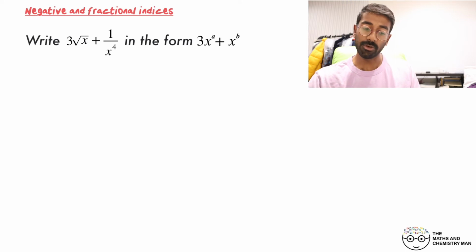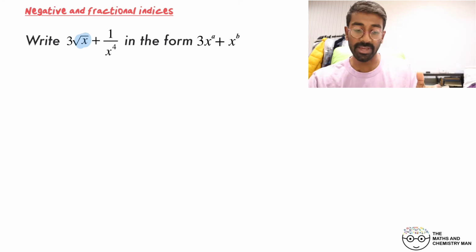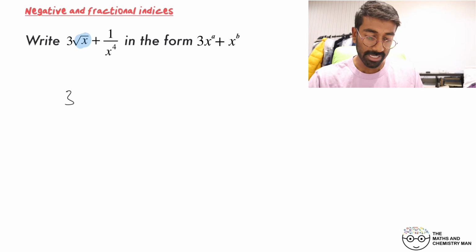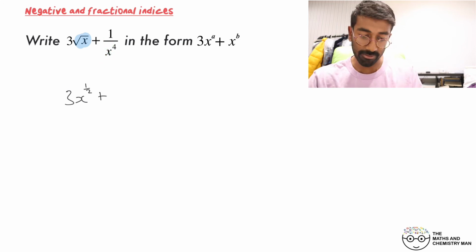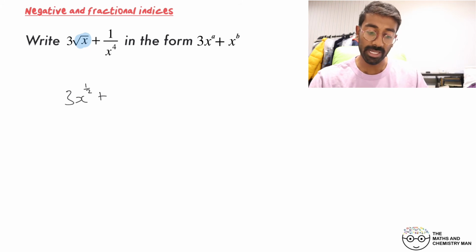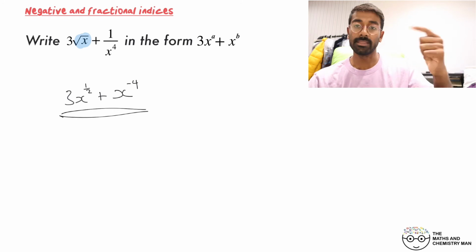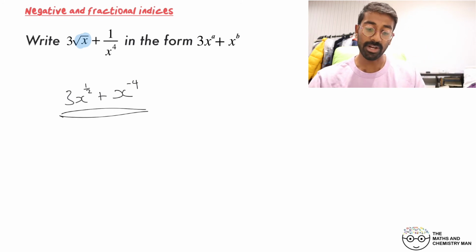Now for the next one, we've got to write this here in the form 3x to the power of a plus x to the b. So looking at this here, we've got the square root of x. Now square root of x, if you turn that into an indice, that's just going to be x to the power of a half. And then what have we got here? Well, we've got 1 over x to the 4. So that there is a reciprocal again, right? It's on the bottom of a fraction. So the way we could write that is x to the power of -4. Because remember, the negative means that it's reciprocal, it's on the bottom of a fraction. And that's that there. So a is going to be a half, and b is going to be -4.